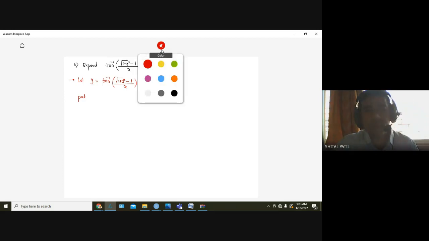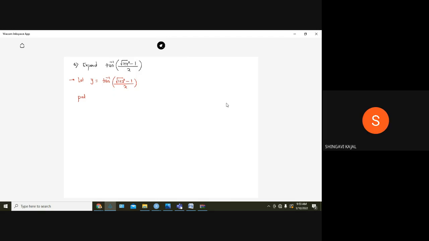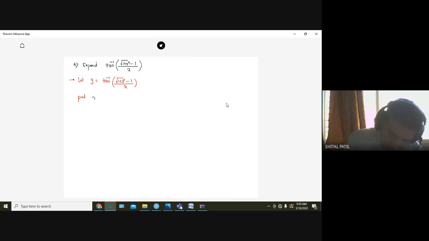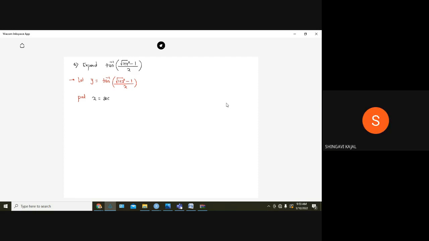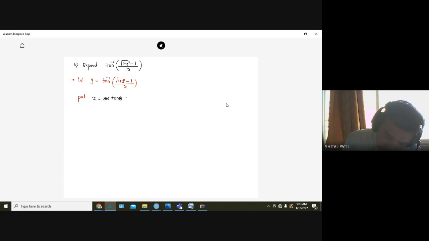Yes, anyone? What is the substitution here? Can anyone tell me? Sec x? x equal to sec x? Tan x? It should be tan theta, sorry. So theta equal to tan inverse x.